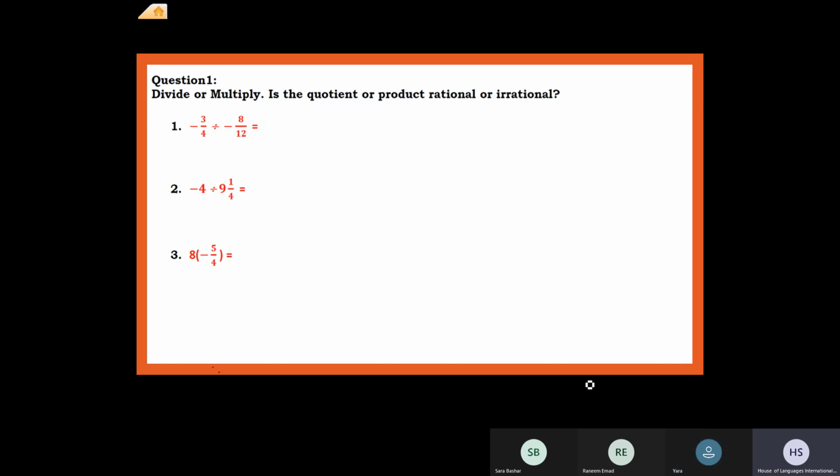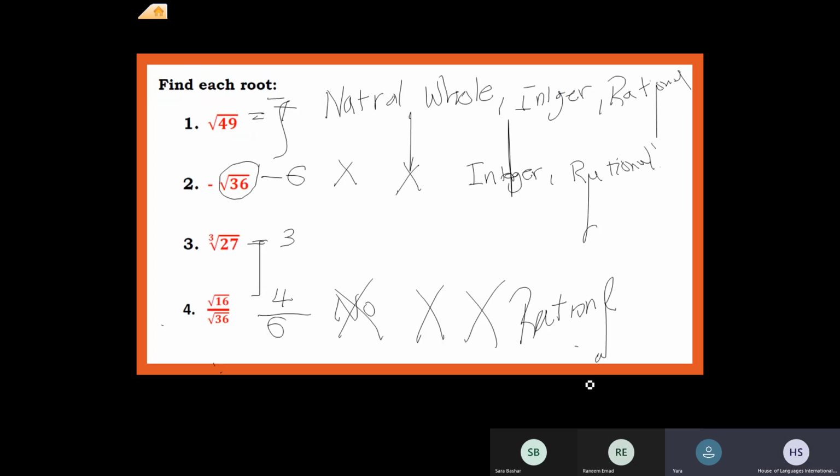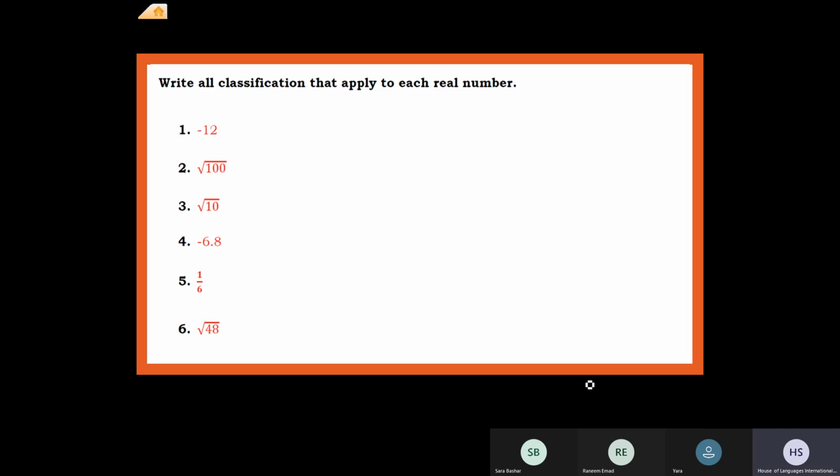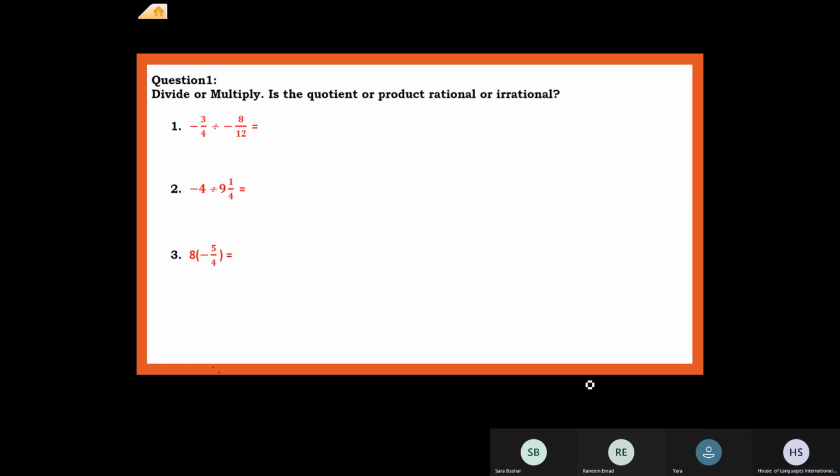Teacher, it's okay. Teacher, number 3 in the worksheet, the answer is 3, but it is whole number. For this number 3 here, is it natural, whole, integer, or rational? Like number 1. Natural without 0. That's it.